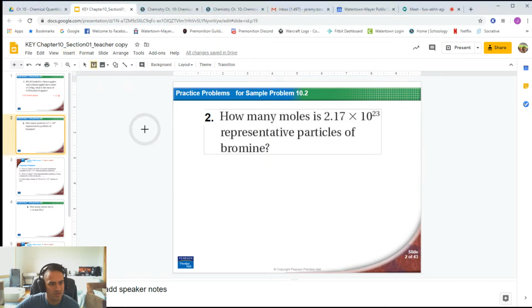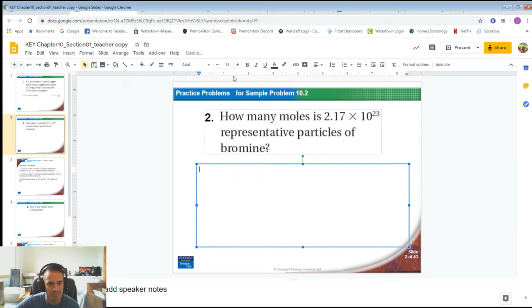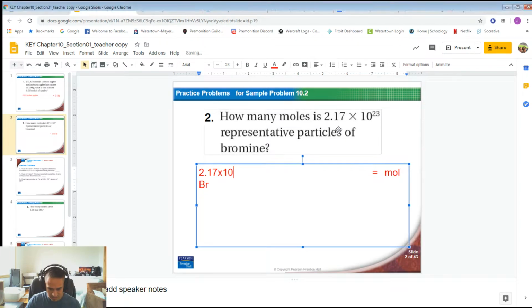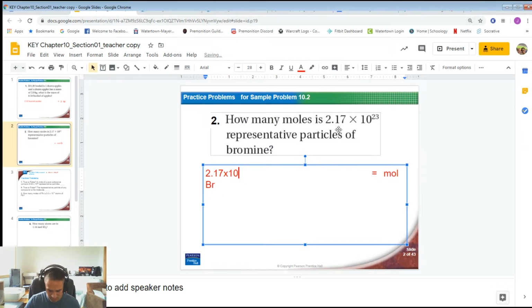All right, so let's insert a text box. You can do some typing. Let's change our font size. Let's change our font color. All right, so the question is how many moles? So our answer is going to be in moles of bromine, which is Br, okay? And we are starting with 2.17 times 10 to the 23rd representative particles of bromine.